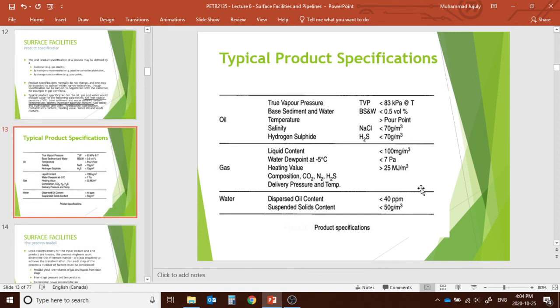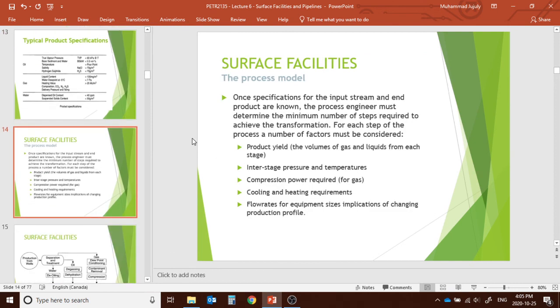Here you can actually see the typical product specification that we give to the customers, and customers actually approve this. You'll see what would be the properties of the oil and gas. For instance, in natural gas, the heating value and composition are very important. In the case of oil, any sulfur content, and in the gas, sulfur content is also very important. So these are very important parameters.